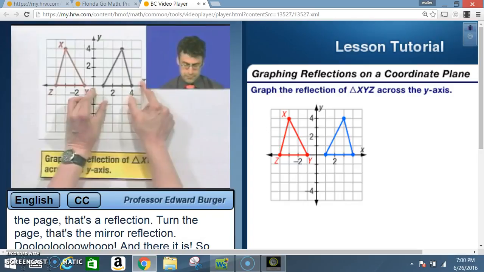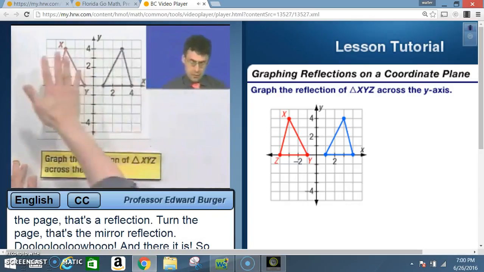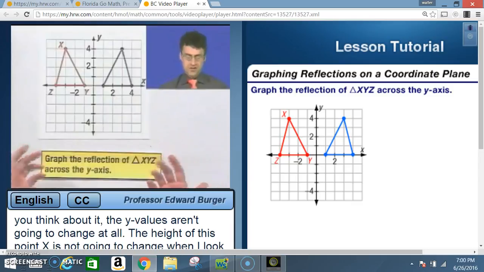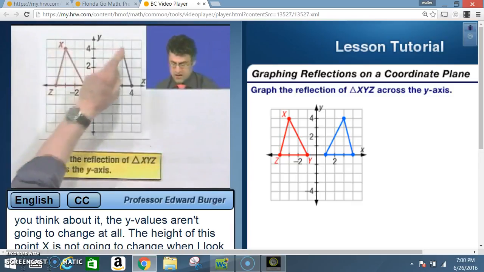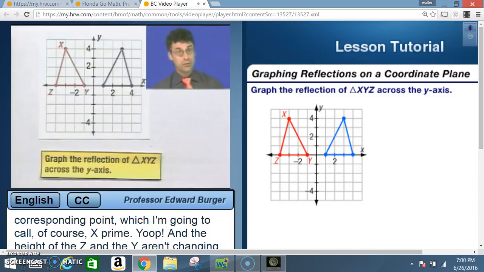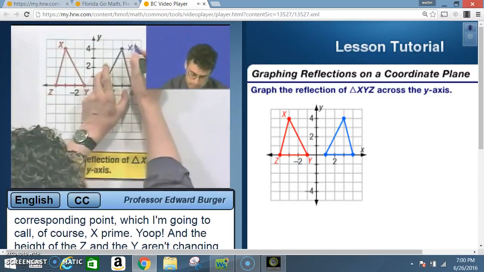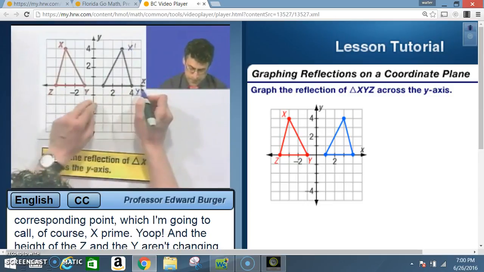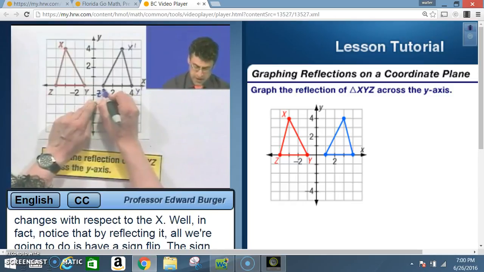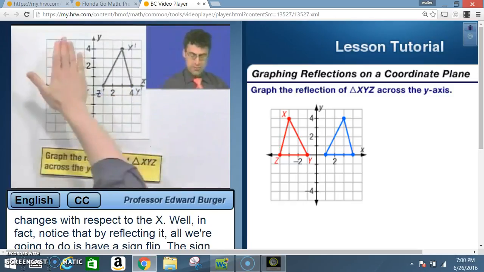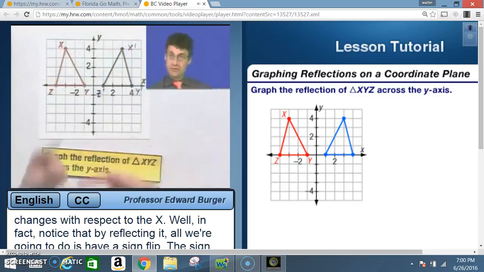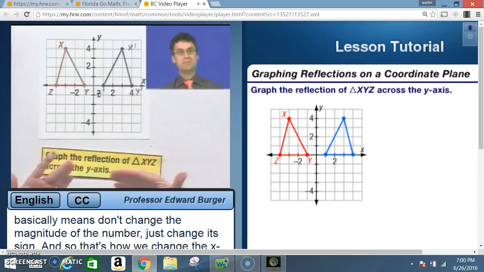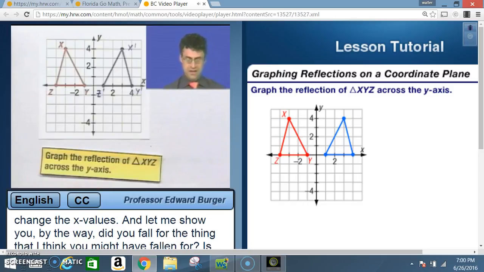and there it is. So how do you find that? Well, if you think about it, the y values aren't going to change at all. The height of this point x is not going to change when I look at its corresponding point, which I'm going to call, of course, x prime. And the height of the z and the y aren't changing either. But what changes with respect to the x? Well, by reflecting it, all we're going to do is have a sign flip. The sign will change, which basically means don't change the magnitude of the number, just change its sign. And that's how we change the x values.